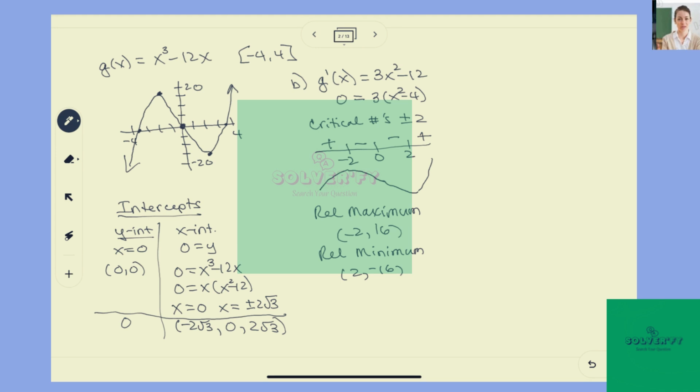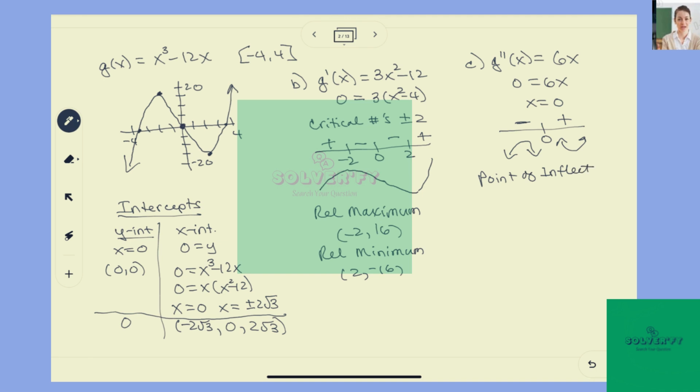Points of inflection. So I want my second derivative now, and that is going to be just 6x. So set that equal to 0, and I get 0. If I plug in something negative less than 1, I'm going to get a negative, and then I'm going to get a positive. So I'm going to be concave down and then concave up because I have a change in concavity. I have a point of inflection at 0, 0.